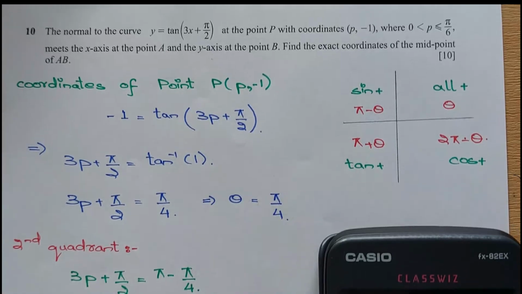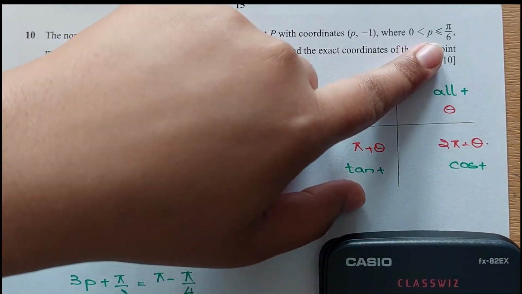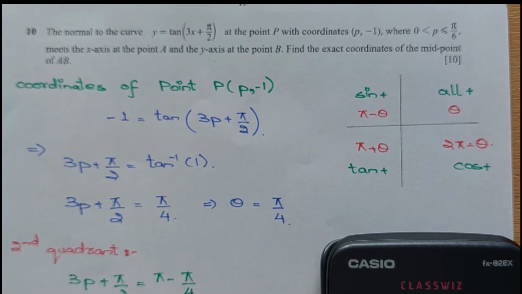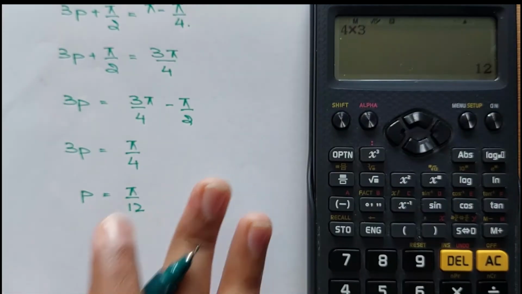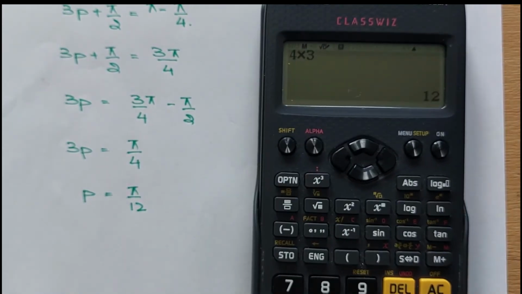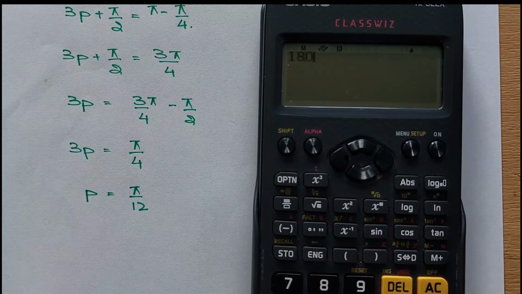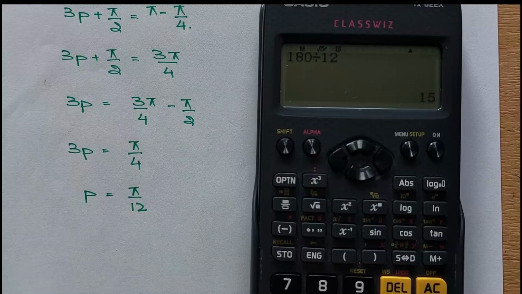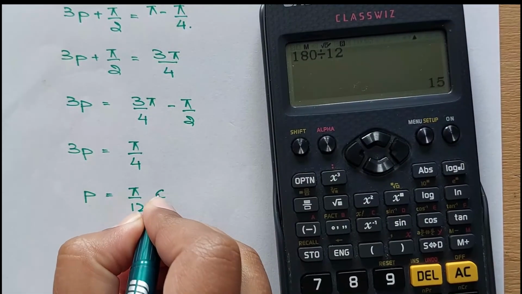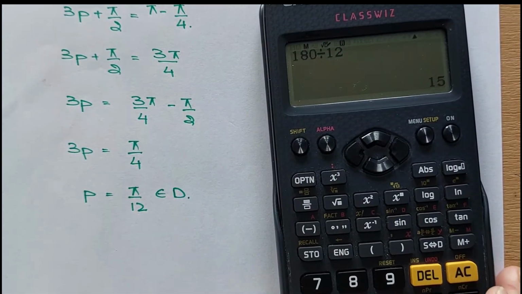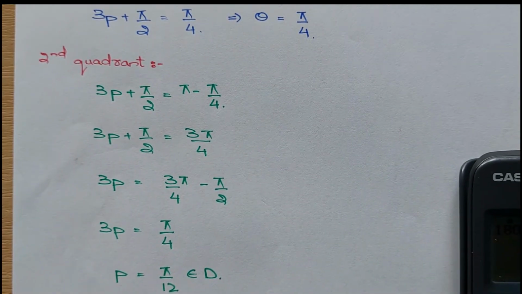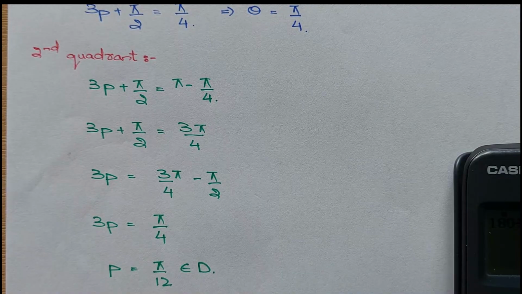And in the beginning of the question, we know that p must lie between 0 and pi by 6. Pi by 6 is basically 30 degrees. So between 0 and 30 degrees. And what is pi by 12? If we do it in terms of degrees, 180 divided by 12 is 15 degrees. So it means it belongs to the domain. Yes. Now let me check for the next quadrant. It says tangent is negative in the fourth quadrant as well.